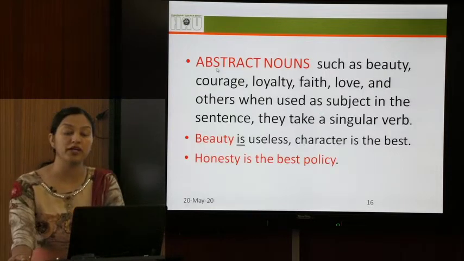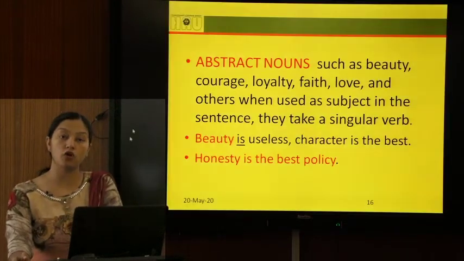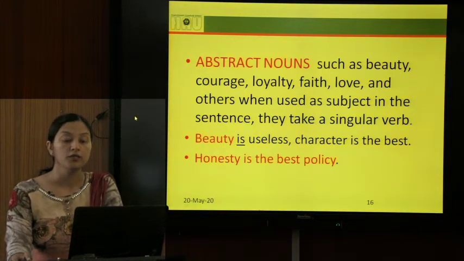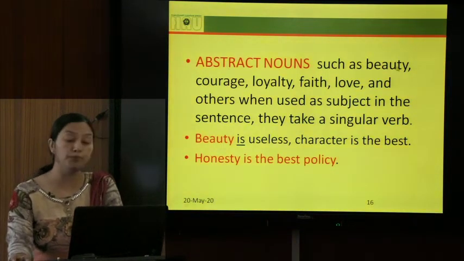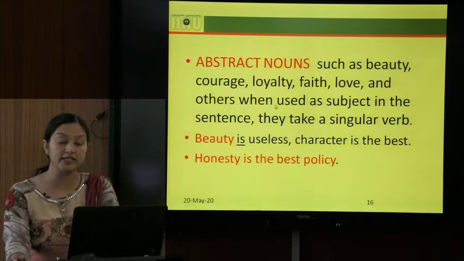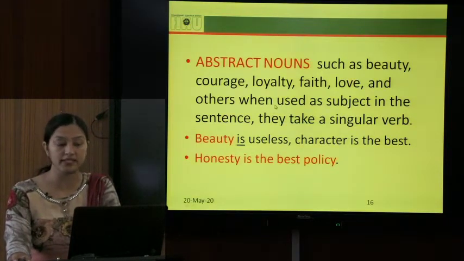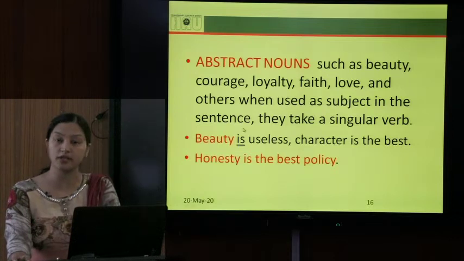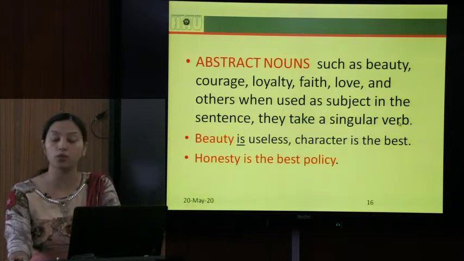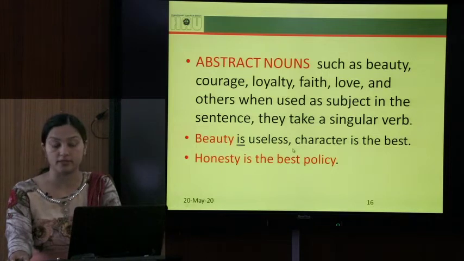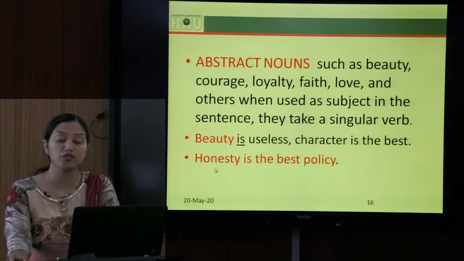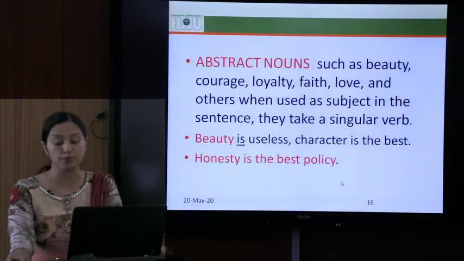Now, coming to the abstract noun. An abstract noun is of course the noun which you cannot touch. They are the feelings, emotions. So, abstract nouns such as beauty, courage, loyalty, faith, love, honesty, all these are singular. Whenever they are used in a sentence, they convey a single idea. So, they will always take a singular verb. Beauty is useless. Character is the best. And as you are much aware of this, honesty is the best policy.